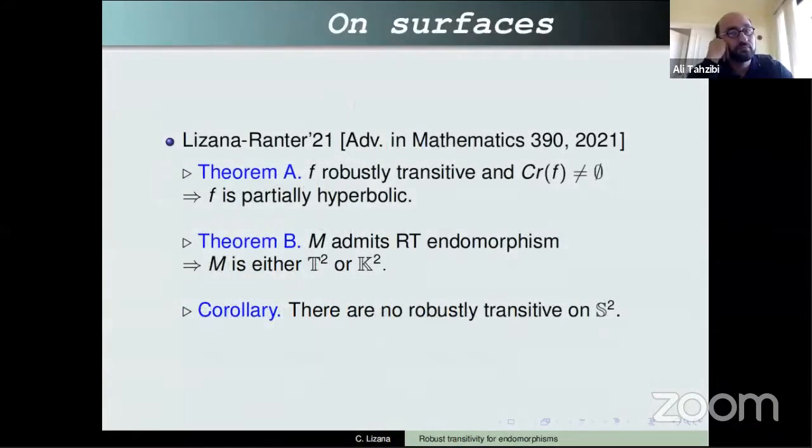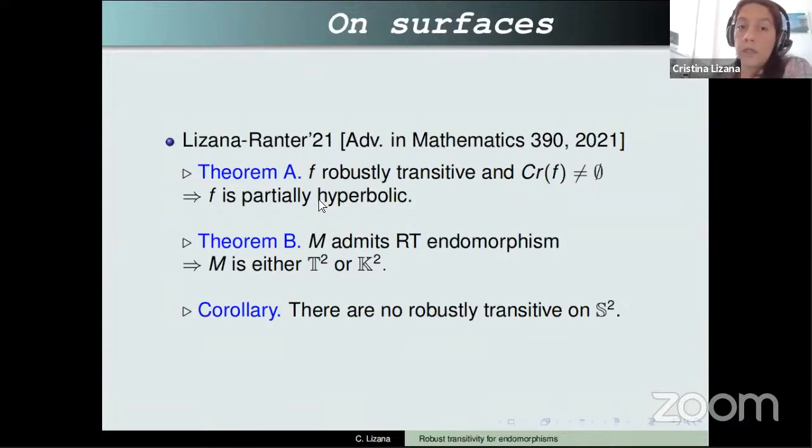That is in dimension 2. Yeah, so here is what I was mentioning. This was recently published in Advances in Mathematics with Wagner. This was part of his PhD thesis also. And we prove that if you have a robustly transitive endomorphism and you have critical points, points where the kernel of the differential is not trivial, then it has to be partially hyperbolic. So we are recovering this condition of the weak form of hyperbolicity.